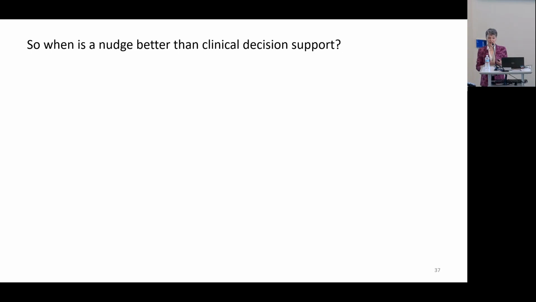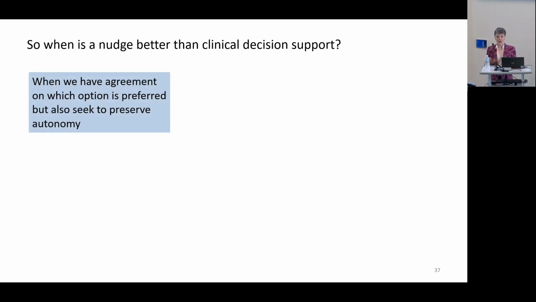So I would say in this situation that at the very least, these nudges are effective enough that if we have agreement that one of these is in fact the recommended thing to do, and yet we know that personal autonomy is important and people should be able to make a decision, this is a situation in which a nudge is probably appropriate.